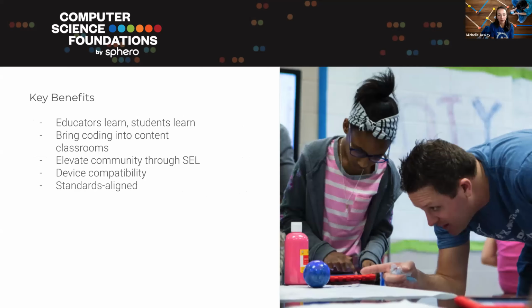One of the key benefits of Computer Science Foundations is that we designed it under the mantra that you learn, they learn. That's you, the educator, learning alongside the student. We know that's important because many of us were not trained in computer science or computational thinking. The words Jeremy shared, abstraction, decomposition, we knew them, but we didn't understand them in the context of computer science as we do now. It's important that we're learning together as a community.